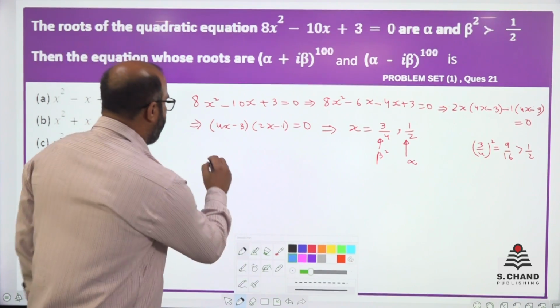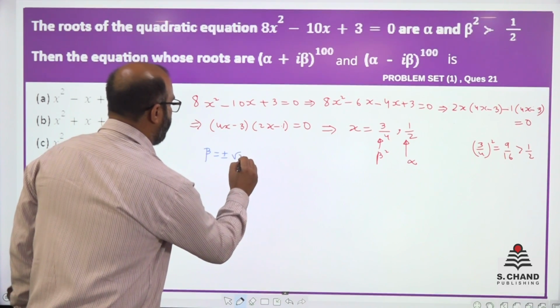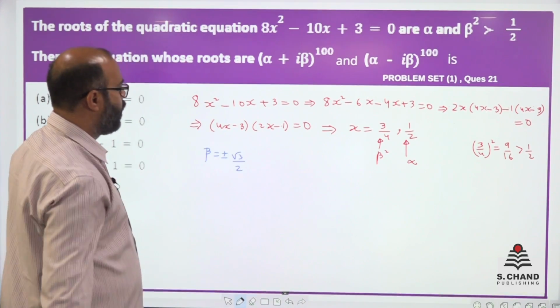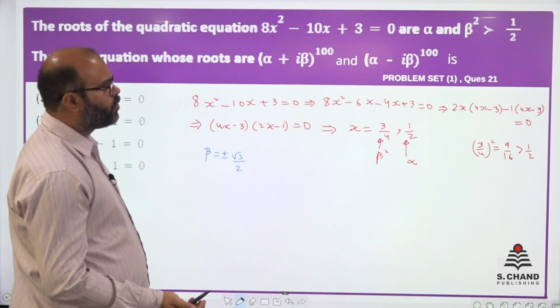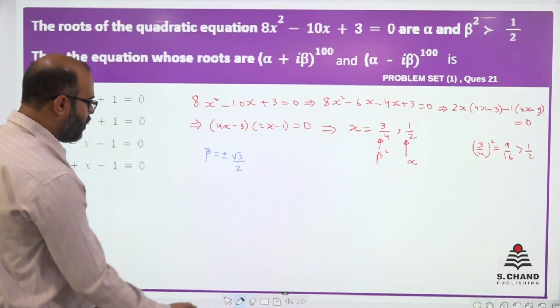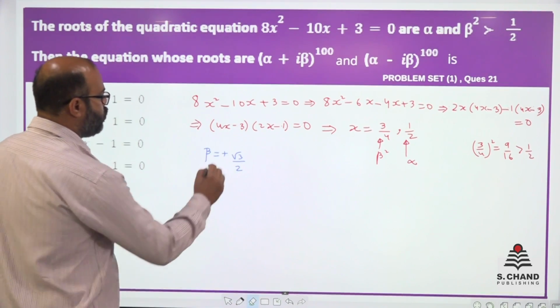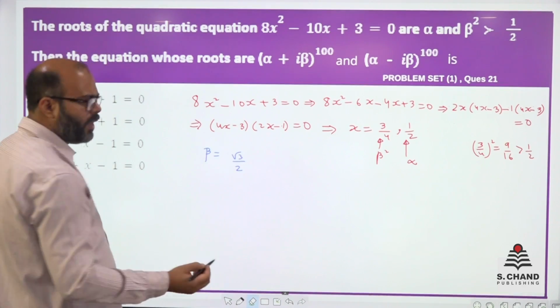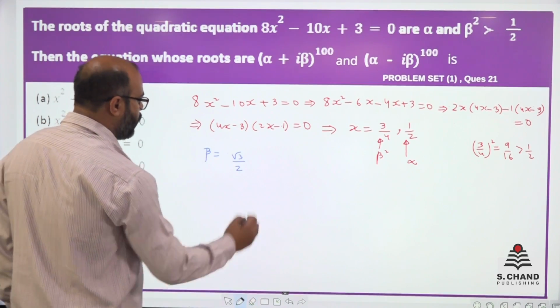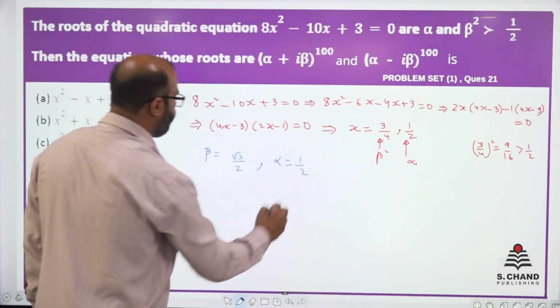Then what will be beta? Beta will be plus minus root 3 by 2. And obviously we take positive value here because already they are taking plus and minus in both the cases. So unnecessary, we need not take plus and minus on our own. So plus root 3 by 2 is okay. You can take minus also, there is no issue. So beta is equal to root 3 by 2 and alpha is equal to 1 by 2.